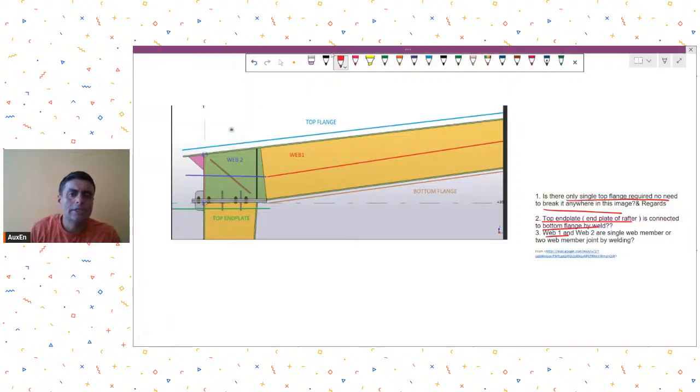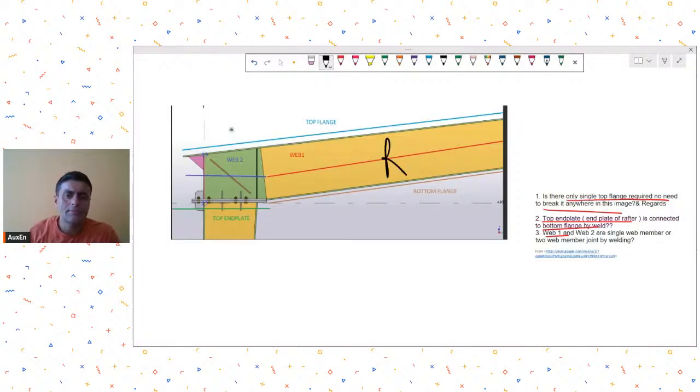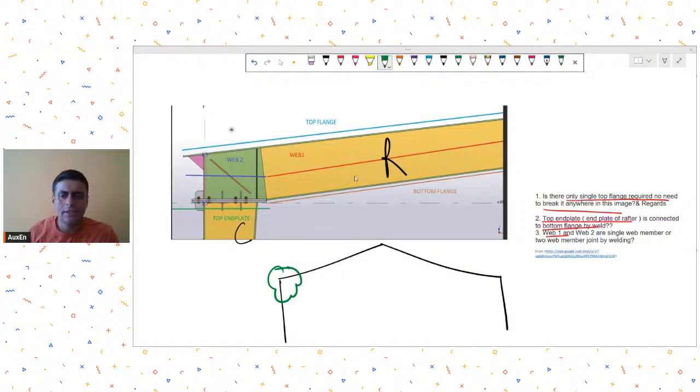Okay, so he's saying, let's say this is my rafter, this is my column in an industrial shed like this, and now I want to prepare detailing for this. Let's say I want to have a rigid joint made over here. Now there are different options and possibilities that we have.